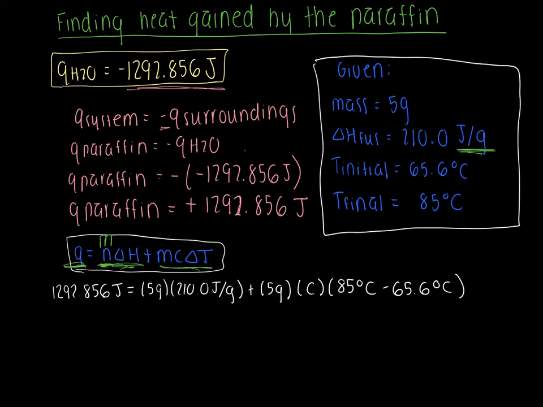Go ahead and multiply yourself and see if you can come up with the specific heat capacity for the paraffin. You're solving for C in the equation, and when you do this, you should get that the specific heat capacity equals 2.50 joules per gram degree Celsius.